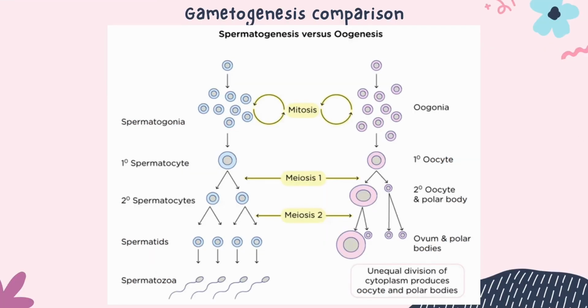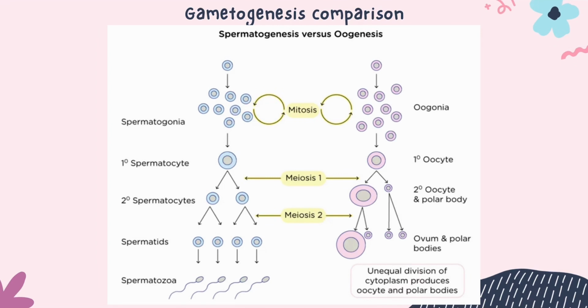Now, the main differences between oogenesis and spermatogenesis are, first, of course, the number of gametes produced. Spermatogenesis results in 4 functional sperm cells from 1 spermatogonium. Oogenesis produces only 1 viable egg and 3 polar bodies that degrade. The timing and the duration also differ. Spermatogenesis is a continuous process that begins at puberty and continues throughout life, while oogenesis starts before birth, pauses at various stages, and completes only upon fertilization.